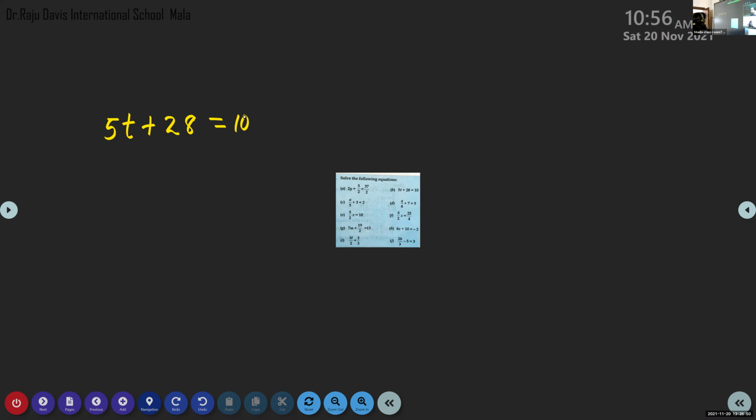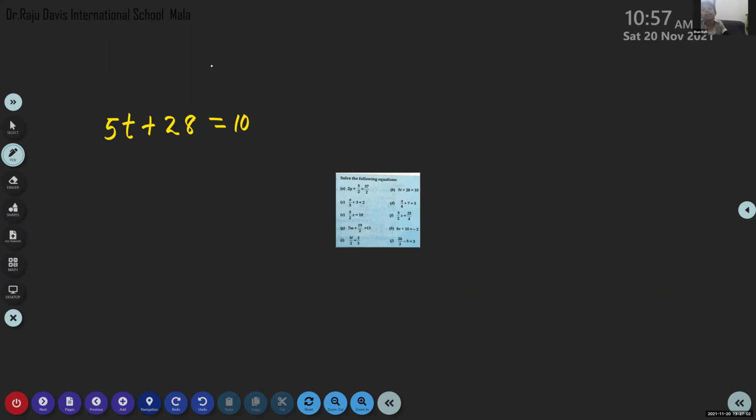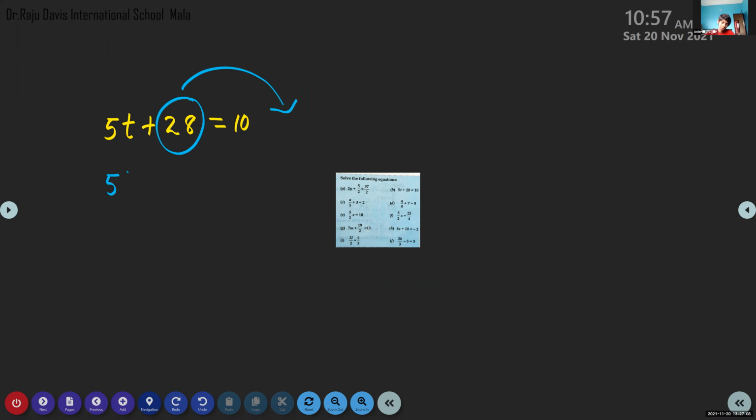Aradhya, tell me how to do it. First, which number will you transpose? I told you which one we have to transpose first. Right, 28. Yes, we will transpose 28 to the right side. So 5t is equal to 10 minus 28. Now what is 10 minus 28? Negative 18, isn't it?